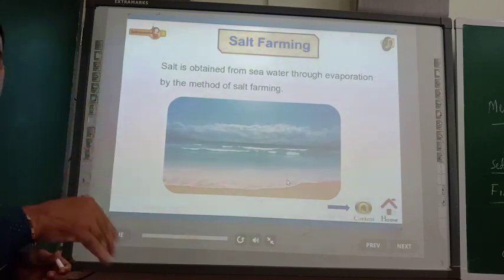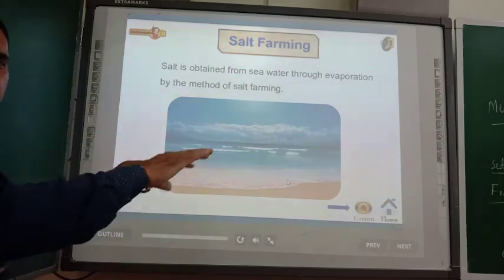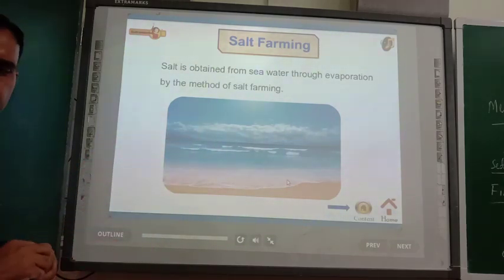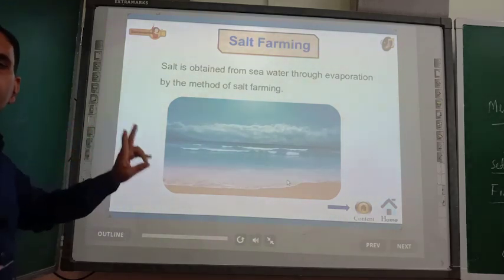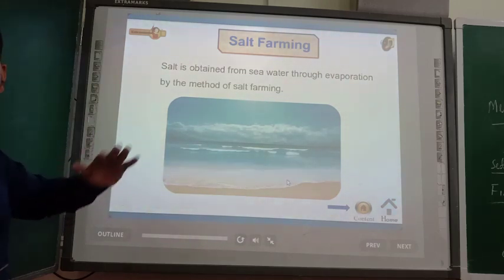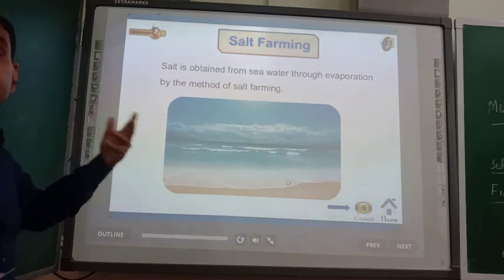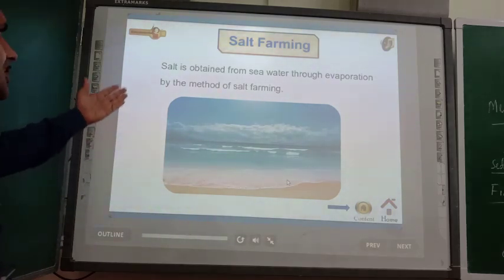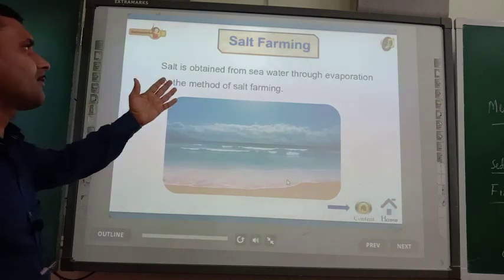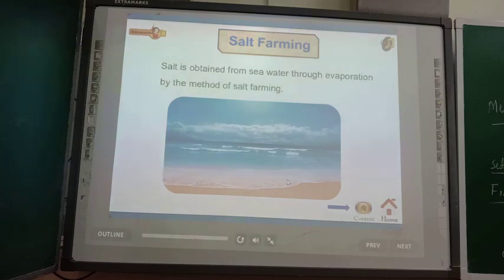While the salt, since their melting and boiling point is high, will be collected there only, and that salt is collected. Okay. So just see, through evaporation only we are getting the salt, because water gets evaporated, water gets converted into vapor phase, leaving behind the solid salt particles. Okay. So this process is called salt forming, and evaporation process is used here. So salt is obtained from the sea water through evaporation by the method of salt forming.